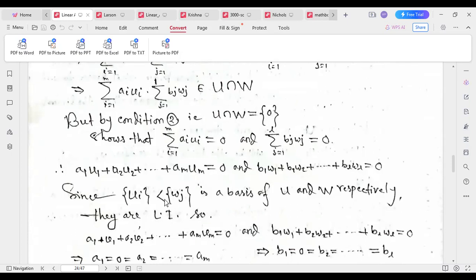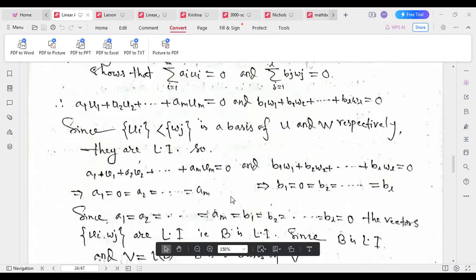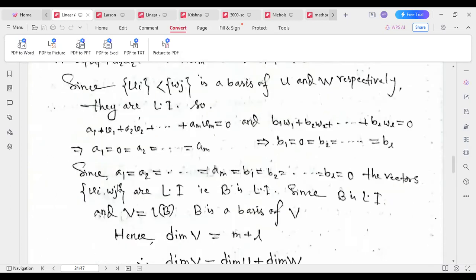So u_i and w_j are a basis of U and W respectively. So they are individually linearly independent. So by the definition of linear independence, you can observe all constants will be 0, all scalars will be 0. Similarly for the W subspace, all scalars will be 0. Since a1, a2 equal to b1, b2 equal to all are 0 vectors, so u_i, w_j are linearly independent. That is, the B set is linearly independent.